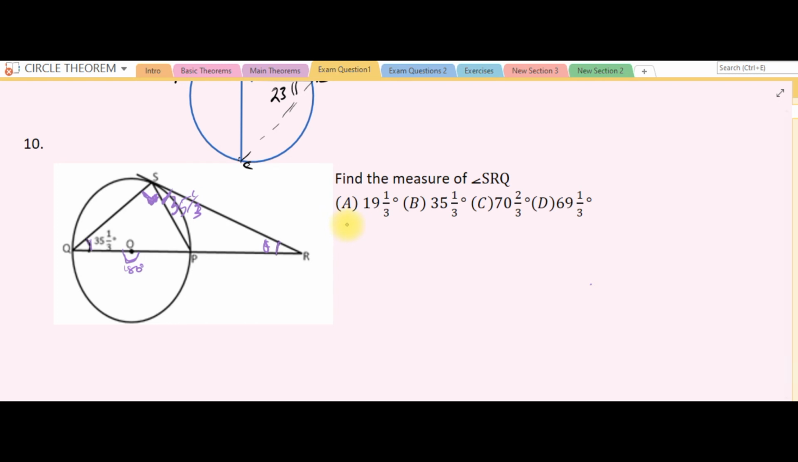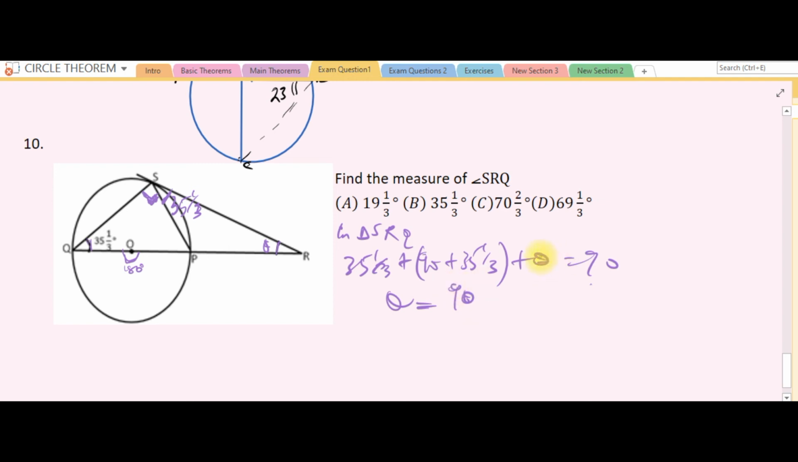In triangle SRQ, the sum of the angles must be 180. So if you add all the angles, 35 1/3 plus 90 plus 35 1/3 plus theta must give us 180. So theta is 180 minus 90, making theta the subject of the formula. 180 minus 90 is 90. So 35 1/3 plus 35 1/3 is 70 and 2/3, that's 35 plus 35 is 70, and 1/3 plus 1/3 is 2/3. So we have 90 minus 70 2/3. So that's how I work on fractions.